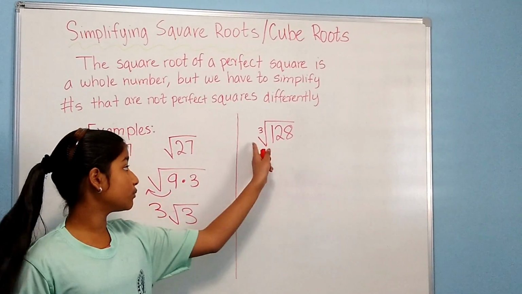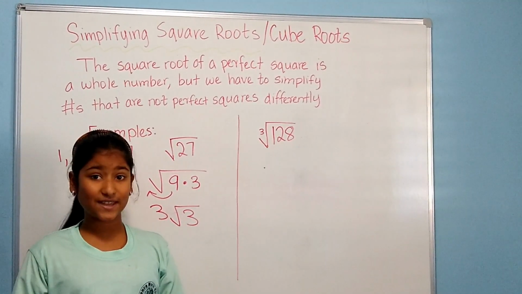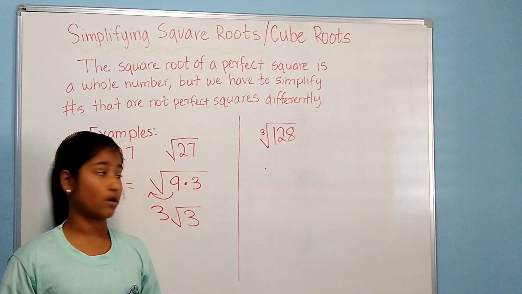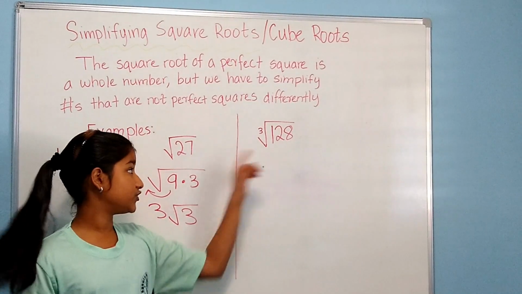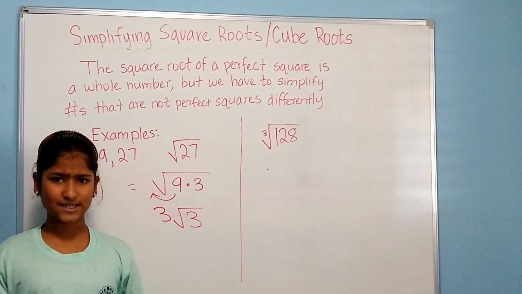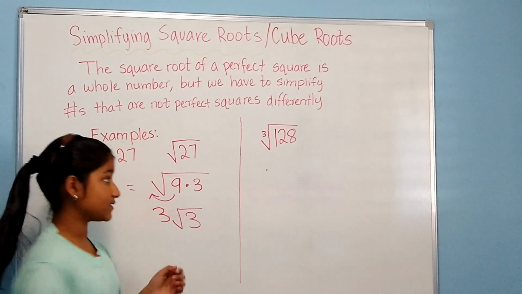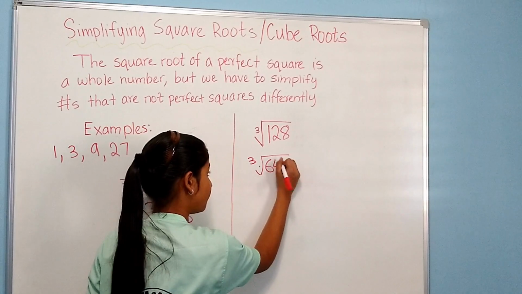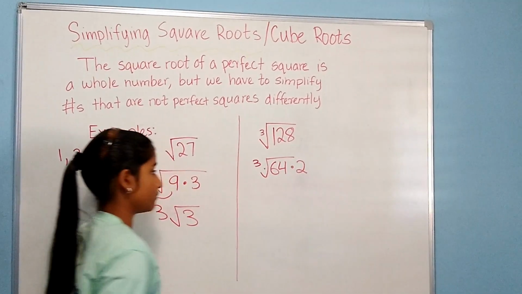Now let's solve for the cube root of 128. Once again, the cube root of 128 cannot be a whole number, so we have to split further. First, let's try splitting by 2. Now, 128 divided by 2 is 64. Is 64 a perfect cube? Yes, it is. So we can split 128 into 64 times 2.